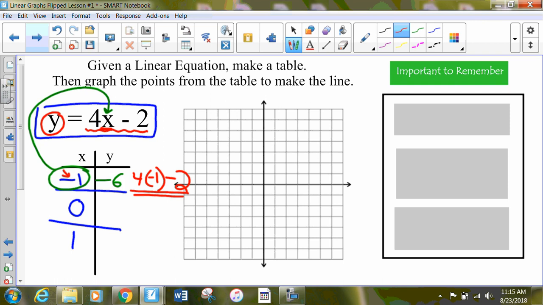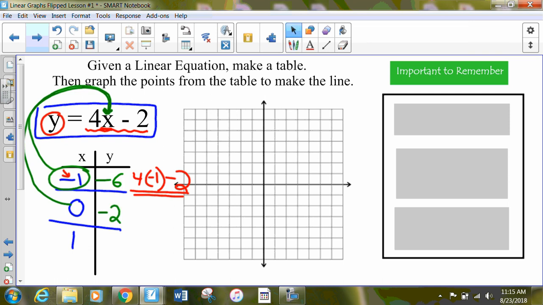So then we can do the same thing with 0. We're going to take 0 and plug it in, and you have 2 choices, right? You could plug it in and do the math in your head. You could say 4 times 0 is 0. 0 minus 2 is -2. Or you could put it in the calculator. Either way is okay. Just depends on what your preference is.